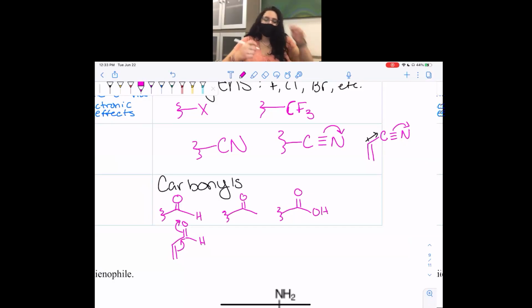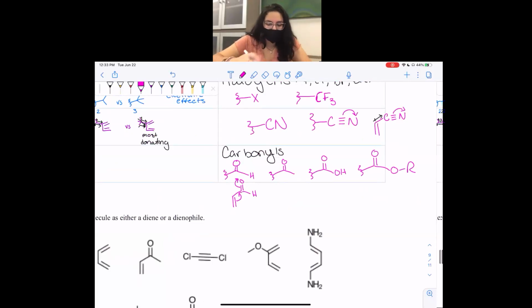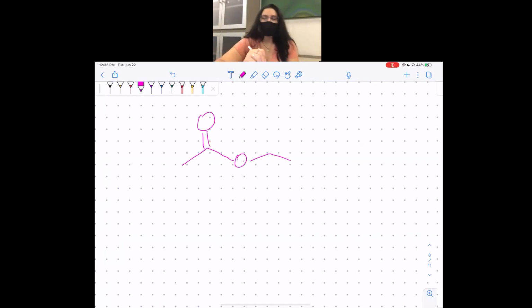All right, so this is a super withdrawing group, right? Carbonyls are super withdrawing. The last carbonyl we have is the ester. This is where we have the trick. Please pay very close attention. I'm actually going to draw it on the extra page here. So this is an ester, right? We have 2 R groups on either side.